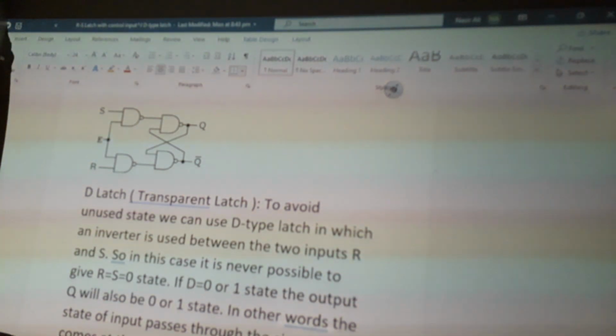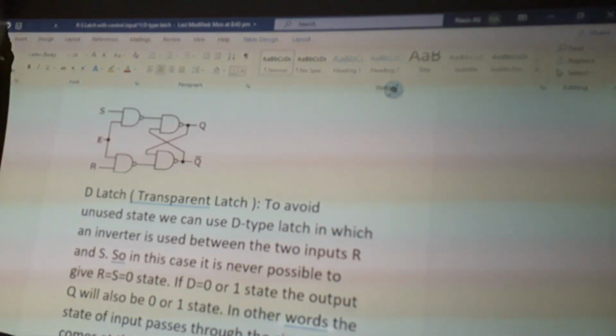In order to avoid the unused state, we can use another latch which is called the D latch. It is also called transparent latch, and in this circuit we can avoid the unused state, because an inverter is connected between S and R. So if S is 0 state, then R must be equal to 1 state, and both the inputs will not be in the same state.